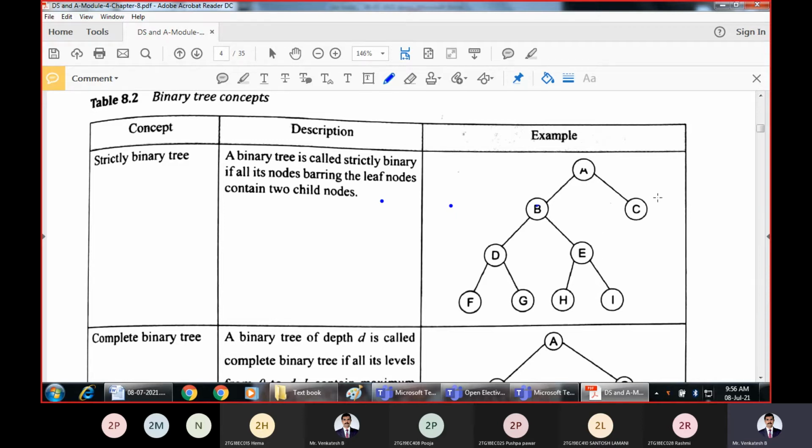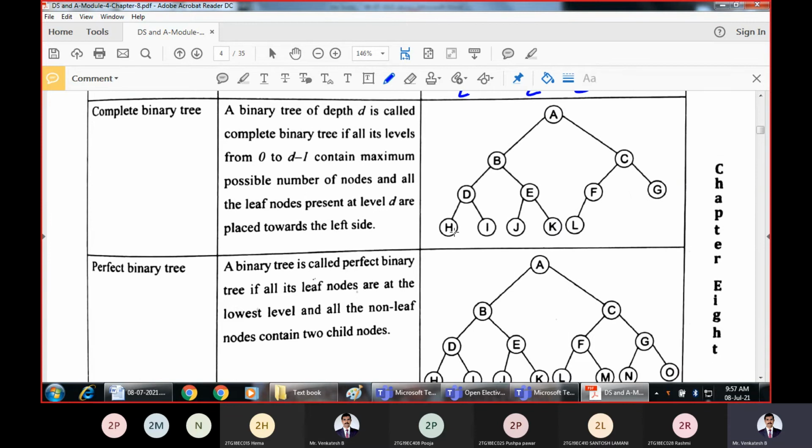So what are the leaf nodes in this tree? C is a leaf node, I is a leaf node, H is a leaf node, G is a leaf node, and F is also a leaf node. Other than these leaf nodes, every other node is having 2 children. D is having 2 children. E is having 2 children. B is having 2 children. A is also having 2 children. So it is called a strictly binary tree.